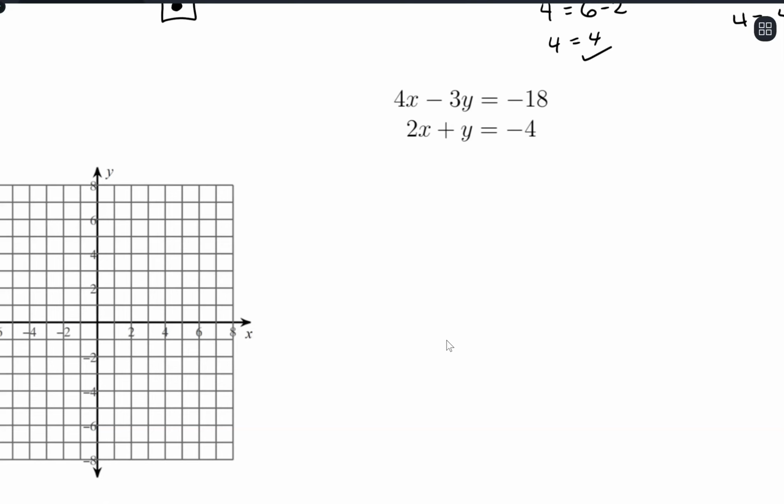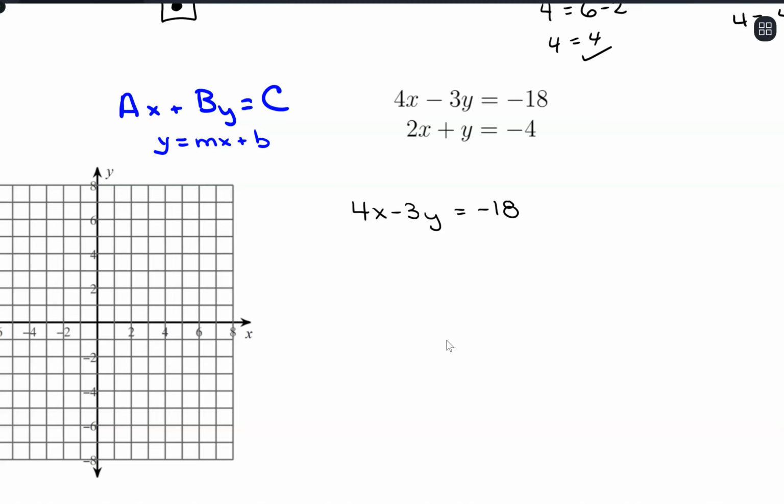So with these ones, these are given in standard form. So when I refer to standard form, that's this ax plus by equals c form. So what we want to do is change these to slope-intercept form so that we can graph these easily. So we want to change them to y equals mx plus b. So I'm going to take this 4x minus 3y equals negative 18.